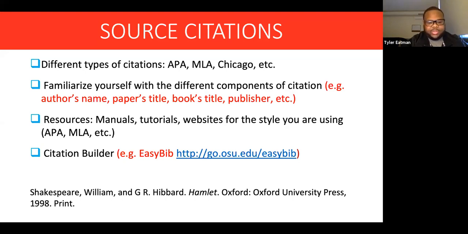And the next is Citation Builder. So EasyBib. I know EasyBib is a big one that most of you might have used if you have done a paper. And the website is right here, go.osu.edu/EasyBib. If you use that, it will help you with your citations. Just make sure that it is up to date, because I know APA always has different versions coming out, and making sure you don't get dock points since you didn't utilize the right format.